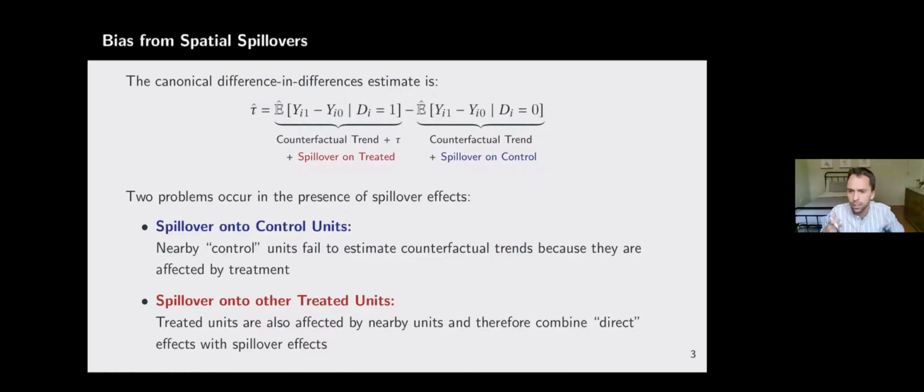And so that's the first result, this decomposition. It just uses basic potential outcomes. You add and subtract a bunch of terms, and you get that when you estimate this difference in difference, you're actually just going to get tau plus the spillover on the treated minus the spillover on the control.